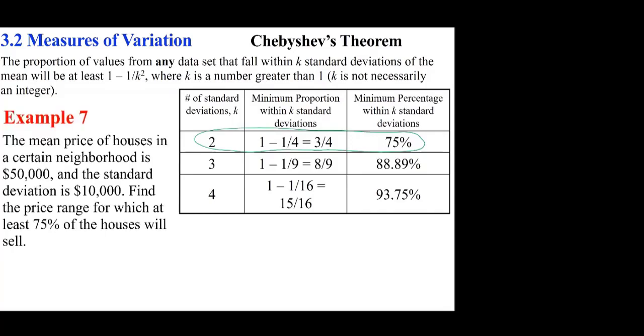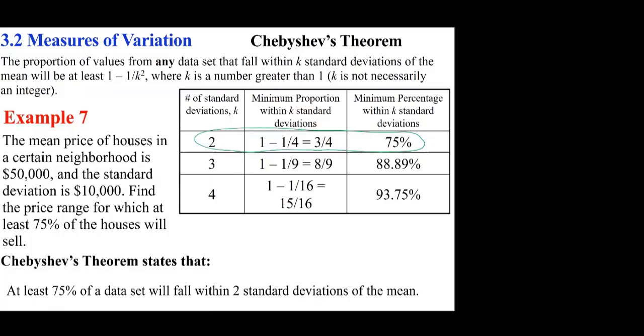The mean price of houses in a certain neighborhood is $50,000 and the standard deviation is $10,000. Find the price range for which at least 75% of the houses will sell. If we look at the table, we really don't have to do much. 75% corresponds to 2 standard deviations as far as Chebyshev's theorem is concerned, that at least 75% happen within 2 standard deviations of the mean.